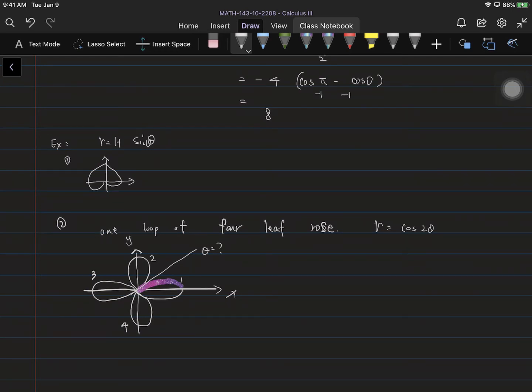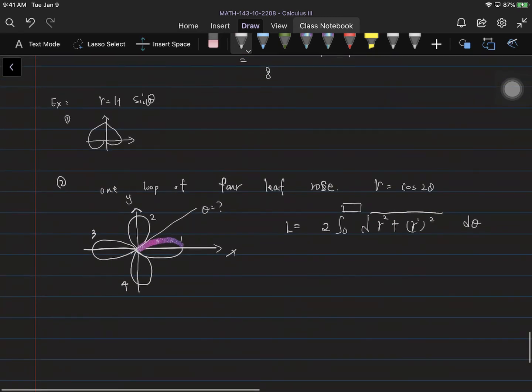I'm going to do it this way. L equals 2 times the integral from 0 to this angle of the square root of r squared plus r prime squared d theta. So the most important part is what is the theta, right? Or you can just do negative that angle to that angle and not times 2. Here I just multiply by 2.